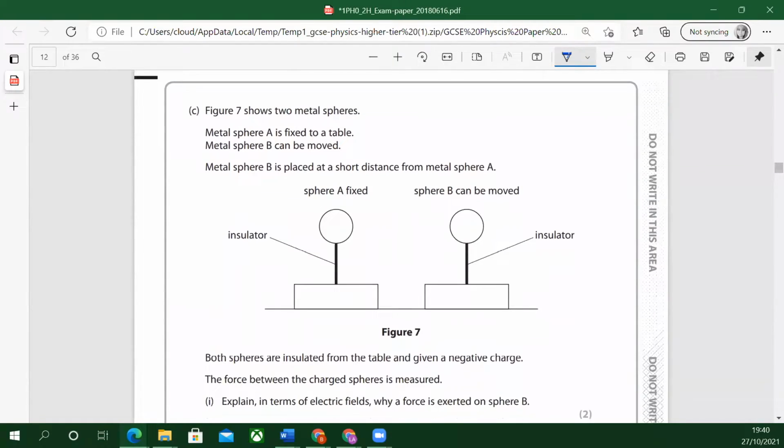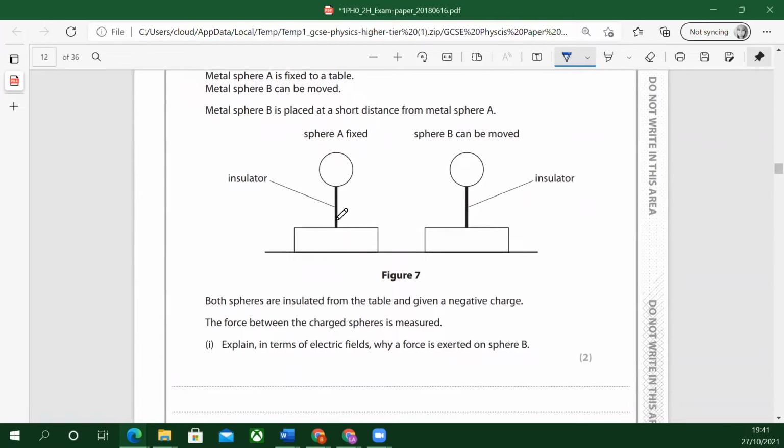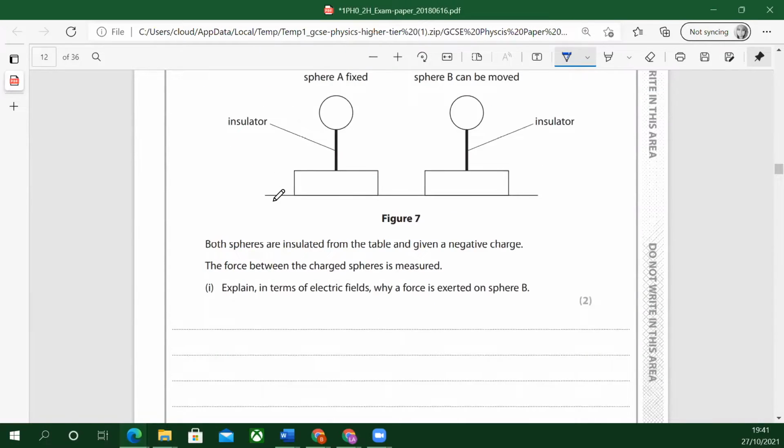Okay, figure 7 shows two metal spheres. Metal sphere A is fixed to a table. Metal sphere B can be moved. Okay, so we can move this one. Metal sphere B is placed at a short distance from metal sphere A. Okay, so they're attached to an insulator. Both spheres are insulated from the table and given a negative charge. The force between the charged spheres is measured. Explain in terms of electric fields why a force is exerted on sphere B.